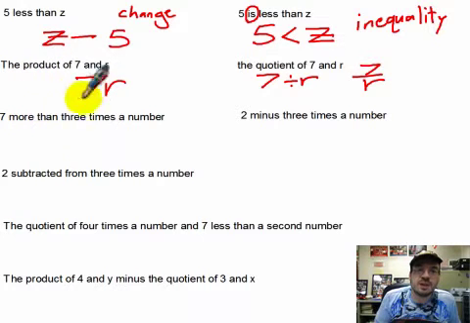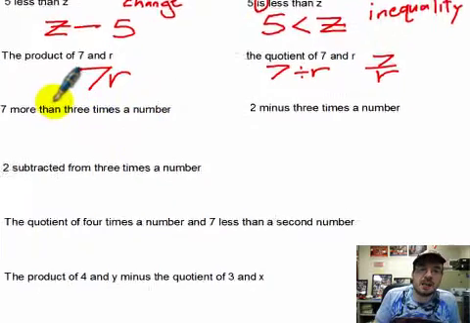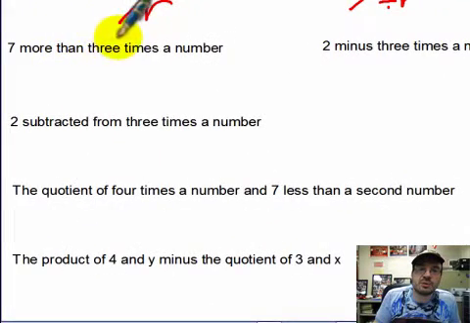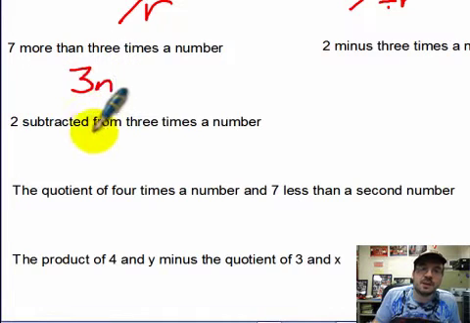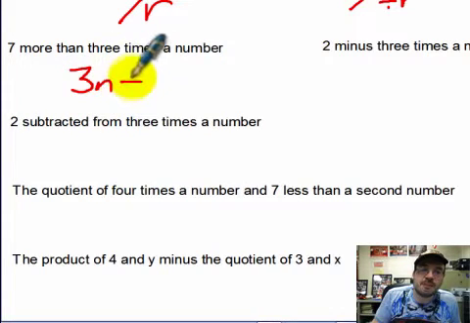7 more than 3 times a number. Okay? So 7 more than 3 times a number means I have 3 times a number, and 7 more than that, I just do plus 7.